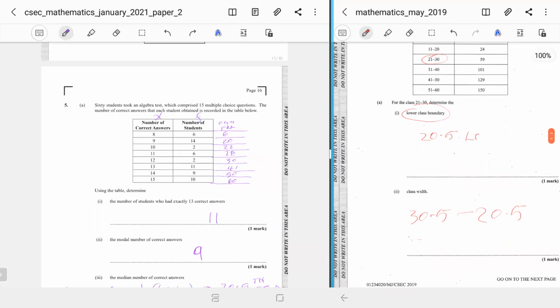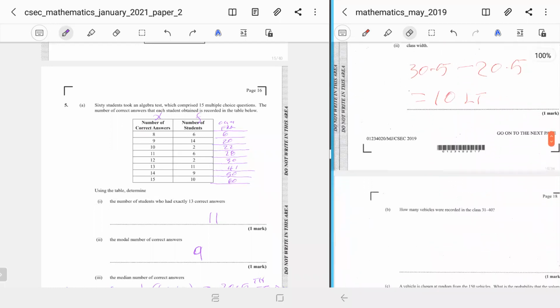And that will be equal to 10 liters. Plenty of people will make the mistake and do 30 minus 21 and get 9, which is a big wrong. Don't subtract the limits, subtract the boundaries to get the width. See anything else? How many students recorded that?